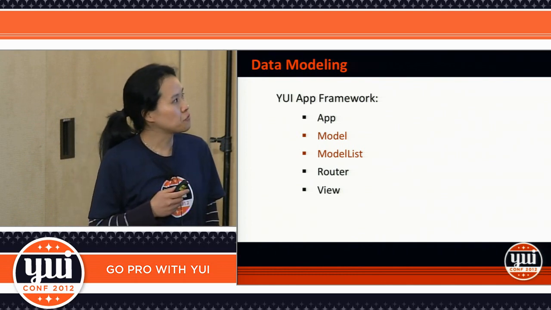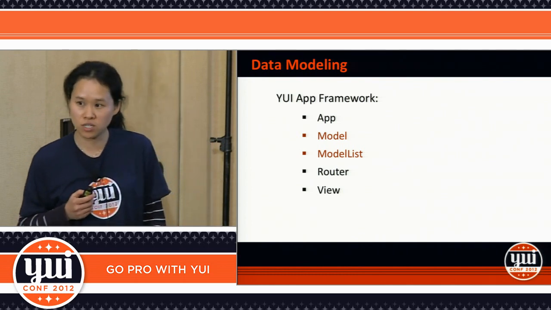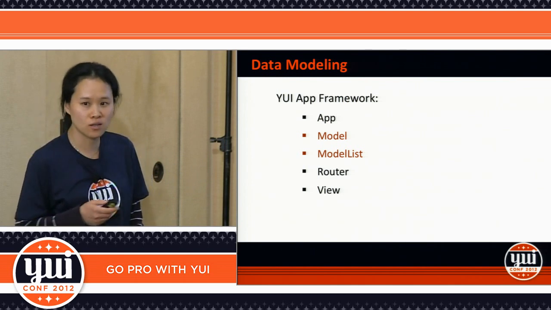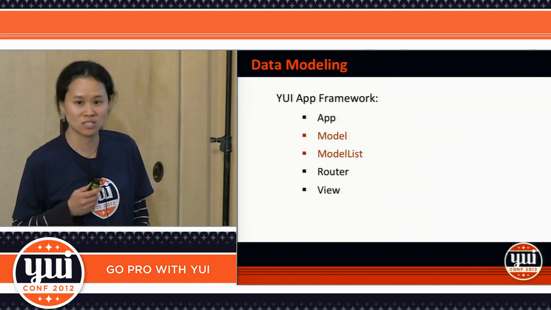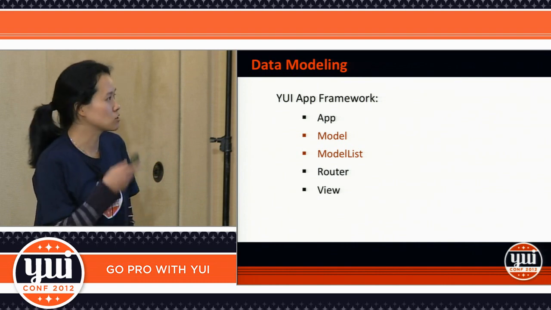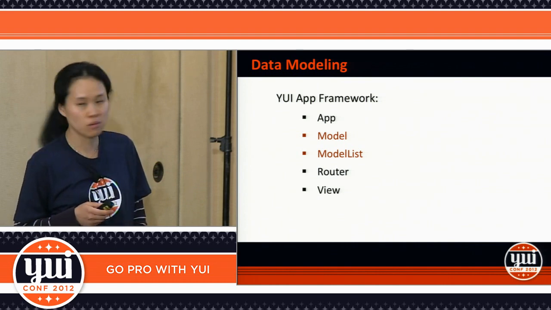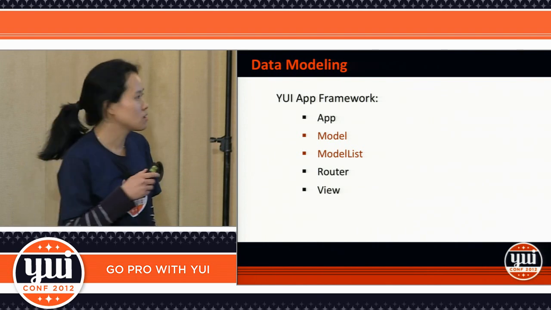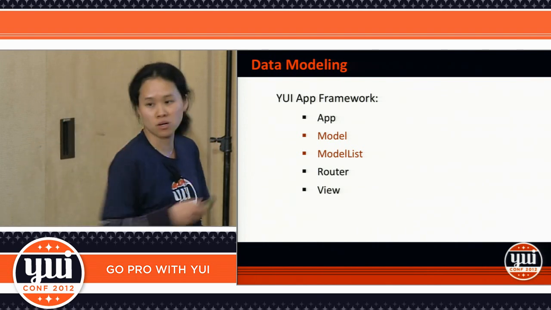So YUI app framework is a roll-up of 5 components. So app, model, model list, router, view. And it should be no surprise to you because our library is focusing on data. We're actually focusing on using the model and the model list. So we use view a little bit in our applications, but primarily our library is built on top of model and model list.